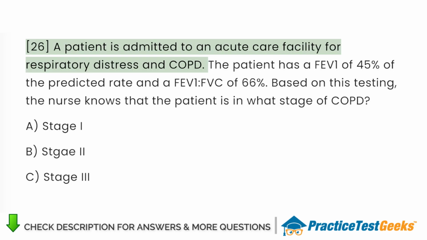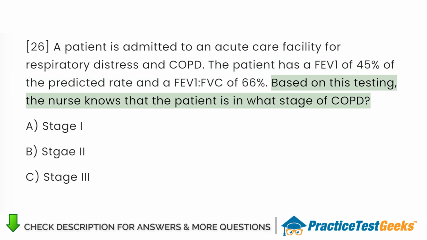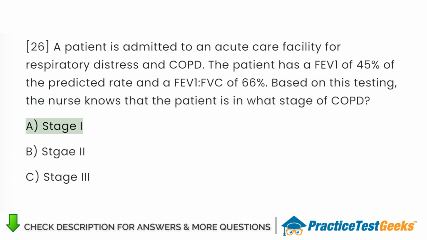A patient is admitted to an acute care facility for respiratory distress and COPD. The patient has an FEV1 of 45% of the predicted rate and an FEV1/FVC of 66%. Based on this testing, the nurse knows that the patient is in what stage of COPD? A. Stage 1. B. Stage 2. C. Stage 3.